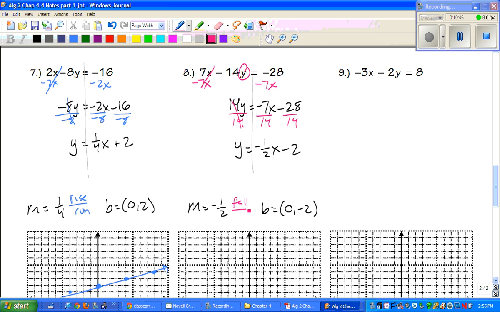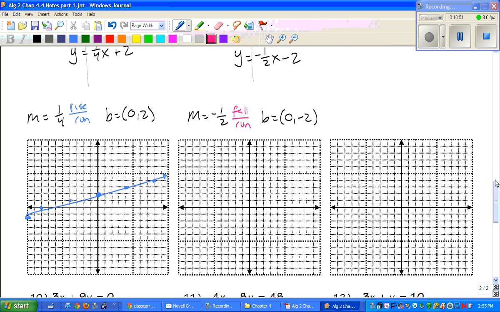And this is negative, so it's fall over run. Okay? So starting at 0, negative 2, down 1, over 2, down 1, over 2, down 1, over 2. And then just continue the pattern on the other side. And then once you got all that, draw your line. All right.